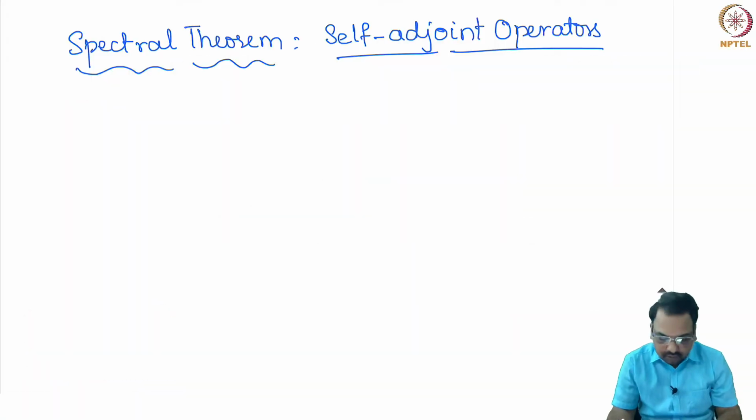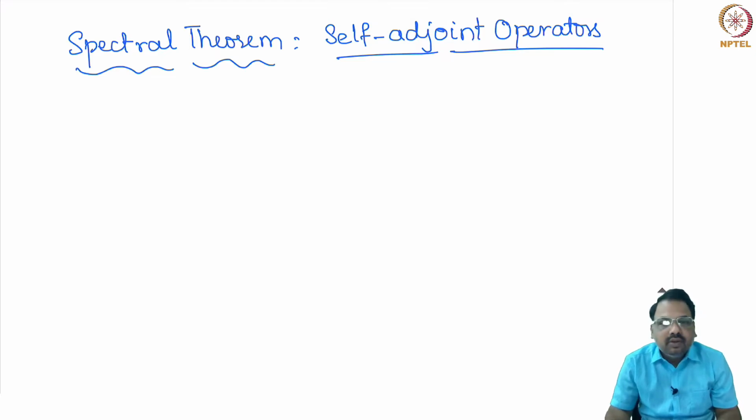Hi everyone. In the last two lectures we have discussed the spectral family generated by self-adjoint operators and its properties. Today we are going to discuss the spectral theorem for self-adjoint operators. Earlier we have seen the spectral theorem for compact self-adjoint operators. Now we want to drop the condition, namely compactness, and see how the representation of a self-adjoint operator looks like.